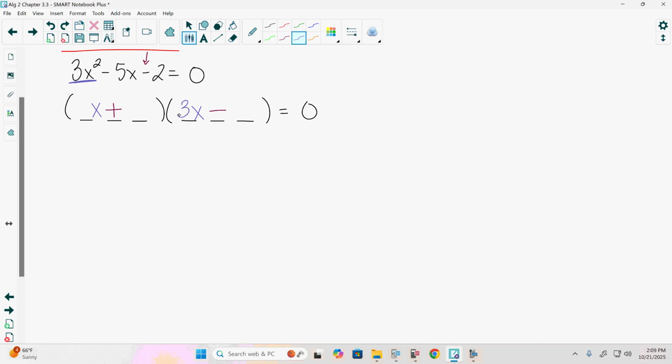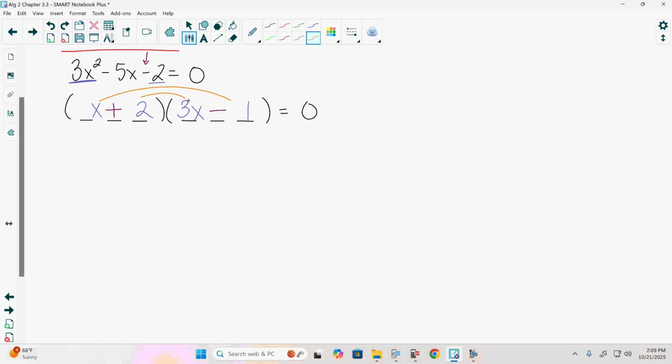3. We just need to stick a 1 in front of the x, because 1x and x are the same thing. Now we need to find the factors of the third term. Factors of 2 are 1 and 2. Where do you want to put the 2? With the plus or the minus? Plus.